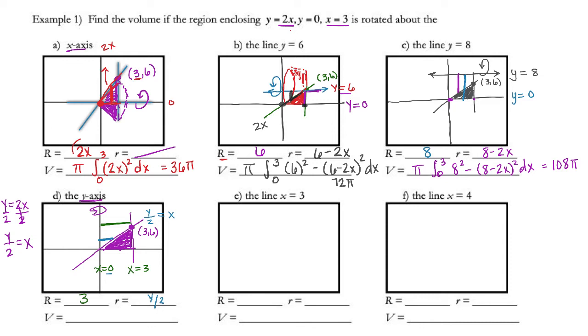So now we're ready to fill in our formula. We have the volume equals pi. We are integrating, but now we're going parallel with the y-axis, so we need to use our y-coordinates, which is going to be from 0 all the way up to 6. And then we're going to have our big R squared minus the little r squared. And then we're going to say dy.